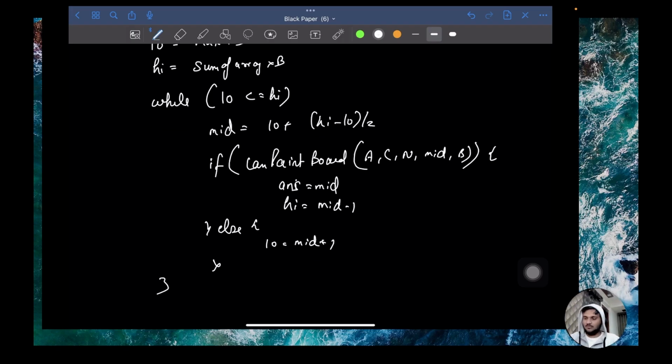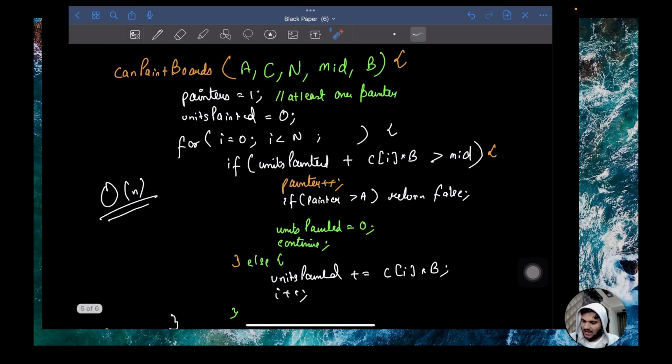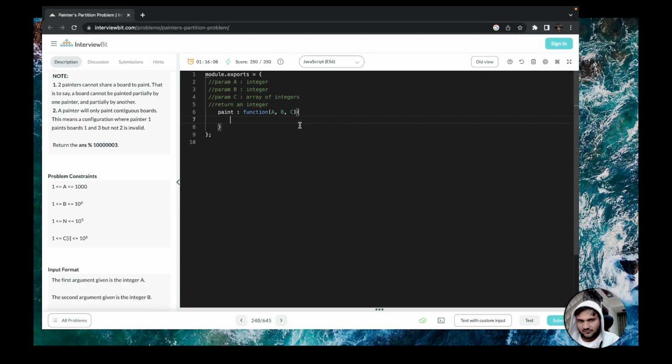This is going to be the final implementation. This is going to be the part of binary search, and this is going to be the part of can paint boards. You can just implement this solution directly and you will be able to get your final implementation. Let's try to code this solution and see if we are on the right track or not. So first of all, I'm going to write a function, can paint boards. You can even write it outside.